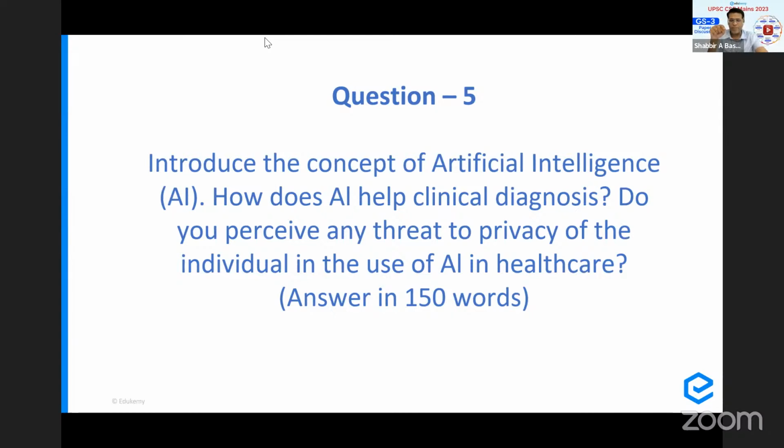Second trap will be AI in clinical diagnosis. It is not AI in medical science in general or AI in treatment. Not in general. In diagnosis, tell what is the role of AI? And then of course, the threat to privacy, yes or no, some discussion. So I think Devendra is going for this, right, Devendra? Yes, sir. So yeah, please continue.